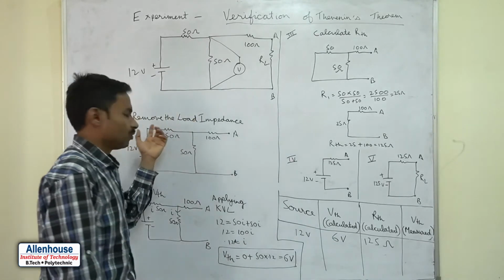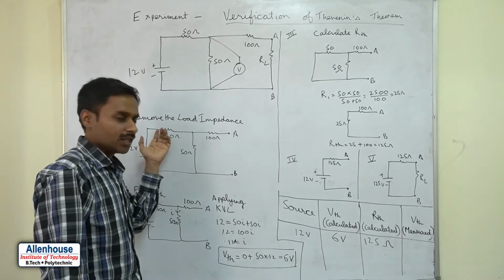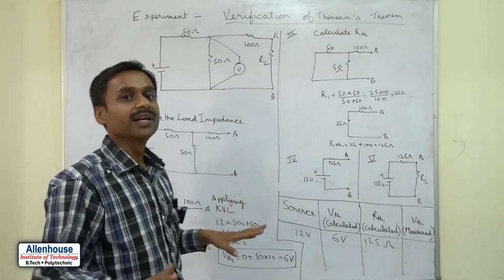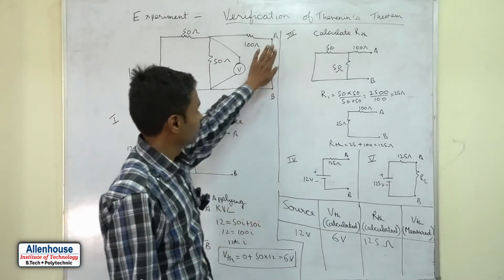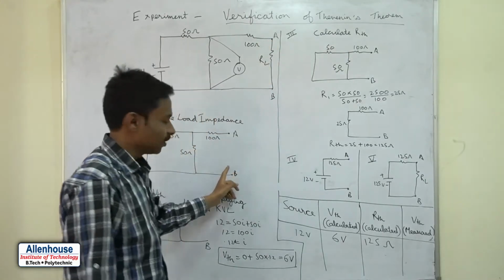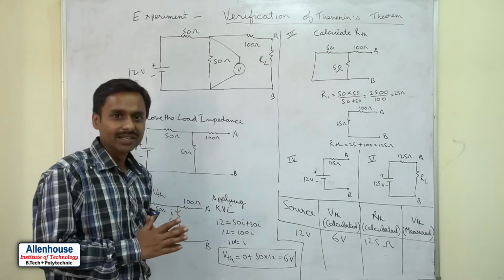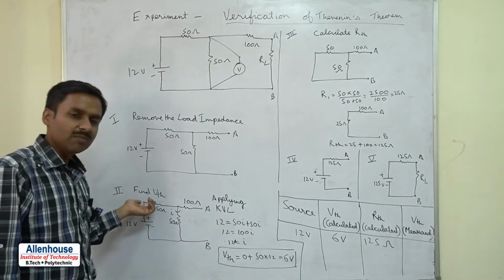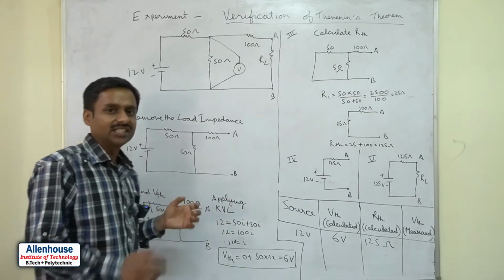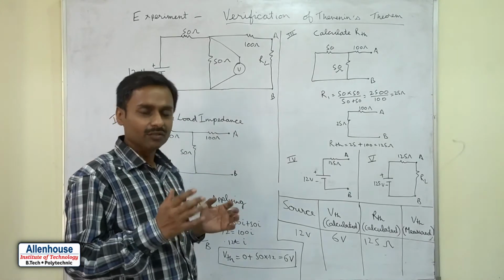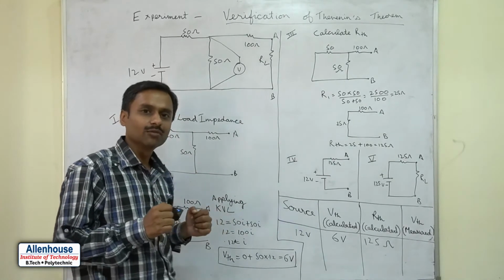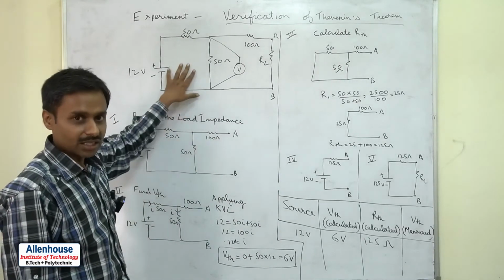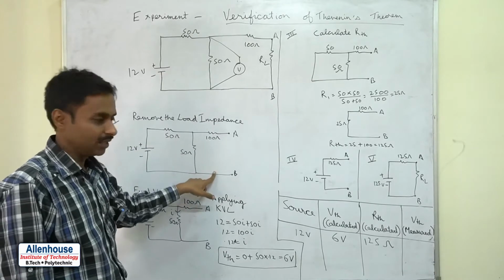Now step 1. What does step 1 say? Step 1 of Thevenin says to remove the load impedance, if any. There is a load impedance here, so in step 1 we remove the load impedance. This completes step 1. Now step 2 says to find Vth, the Thevenin voltage. How will we find it? We will use the circuit of step 1, not the original circuit.